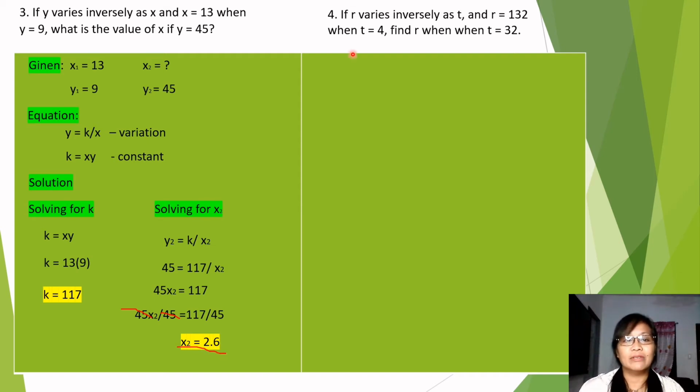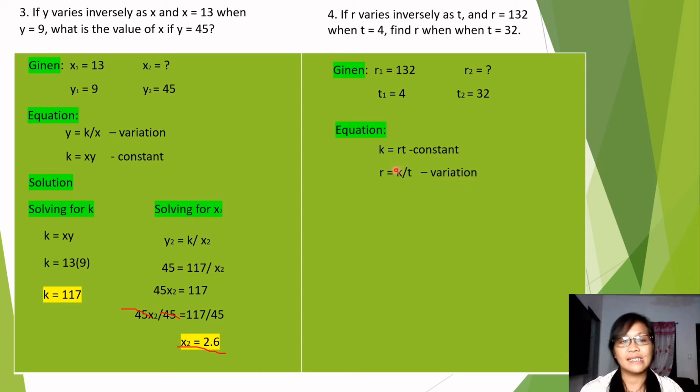For example, number 4. If r varies inversely as t and r is equal to 132 when t is equal to 4, find r when t is equal to 32. So let's find the given. R sub 1 is equal to 132. R sub 2 is our unknown. T sub 1 is 4 and T sub 2 is 32. And for our equation, R varies inversely as T. So we have R is equal to K over T.